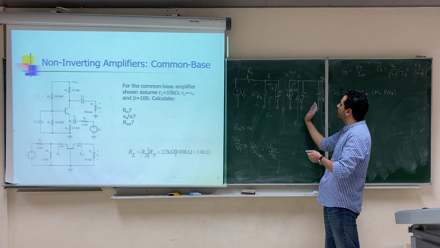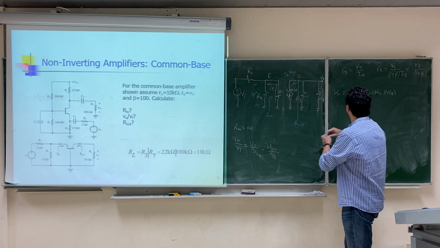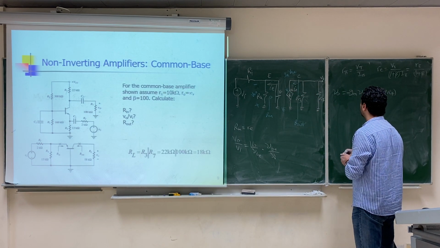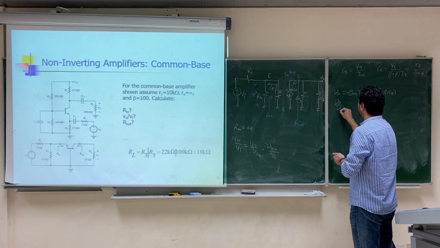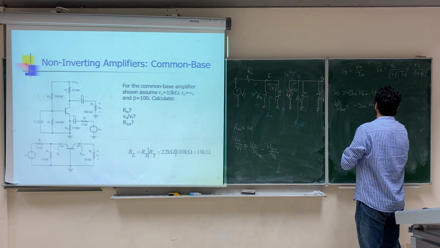But the current is going from the ground up. The current direction is from the ground up, so the voltage will be negative. So V output over VBE equals negative GM multiplied by R3 parallel with R7.